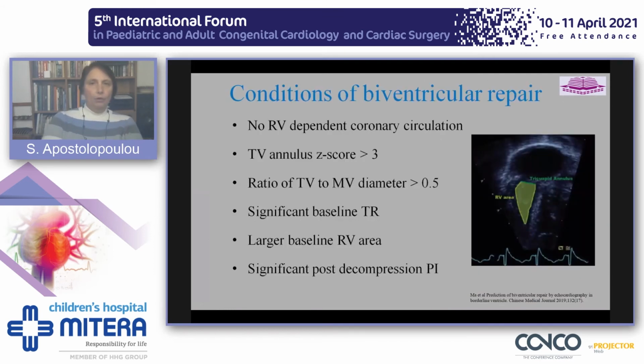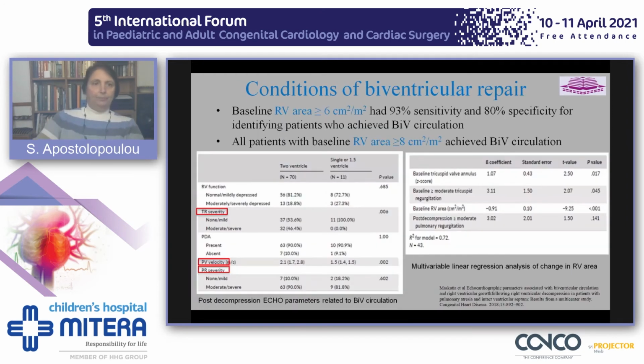Now, the conditions under which we can achieve biventricular repair are, of course, no RV-dependent coronary circulation, a larger tricuspid valve annulus, a larger ratio of tricuspid to mitral valve diameter, significant baseline TR, and larger baseline RV area. And another issue, after decompression, is significant PI that actually makes the RV grow as much as it can.